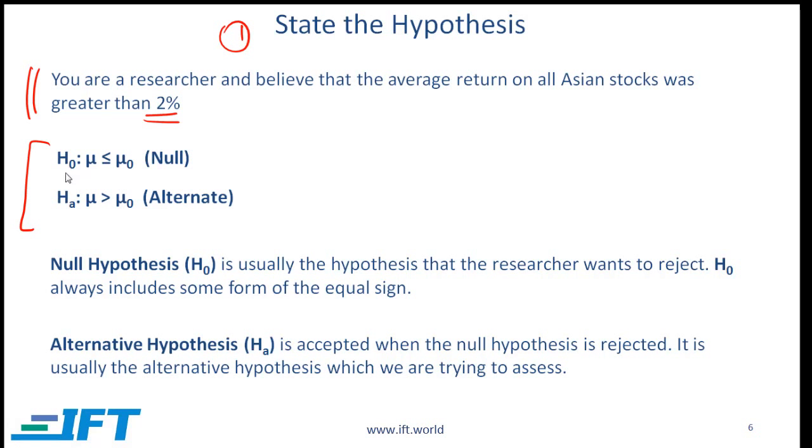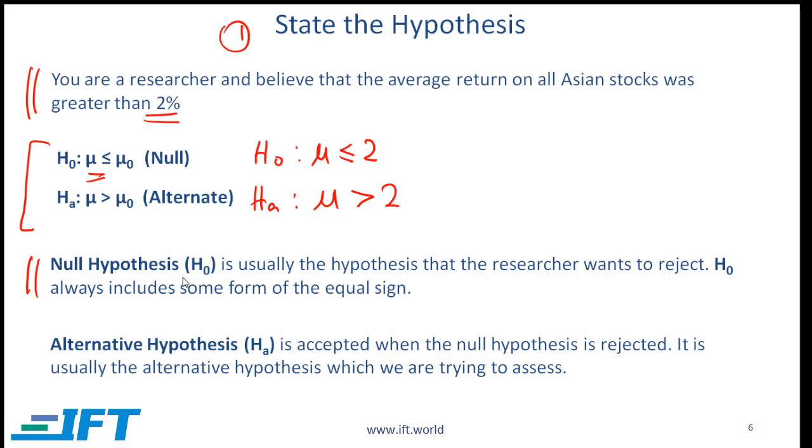There is something called a null hypothesis, written as H0. And this is the hypothesis that we typically want to reject. Mu stands for the population mean, and mu naught stands for the hypothesized value. In our simple example, the null hypothesis is mu is less than or equal to 2. Given that you believe that the returns are greater than 2%, you want to reject the hypothesis that the mean return is less than or equal to 2%. The alternate is what you are after, and this will be mu greater than 2, because that is what your view is.